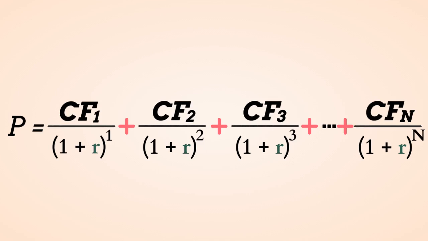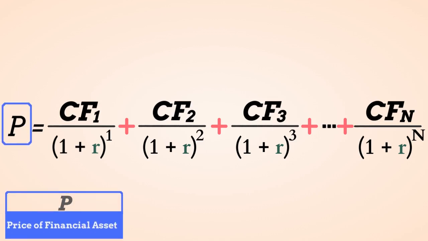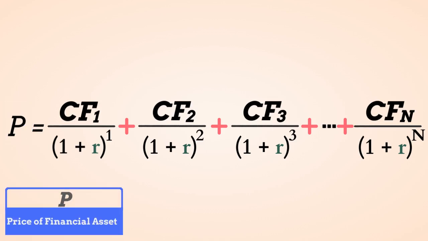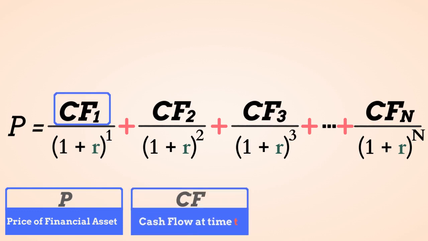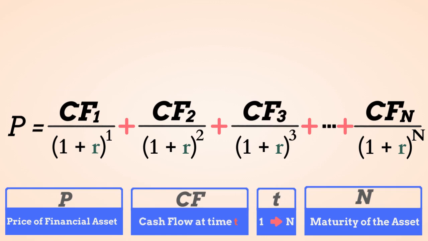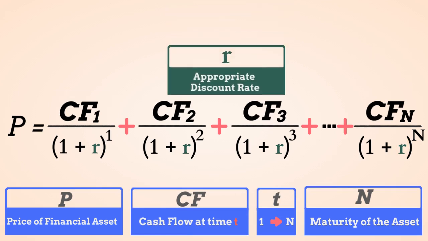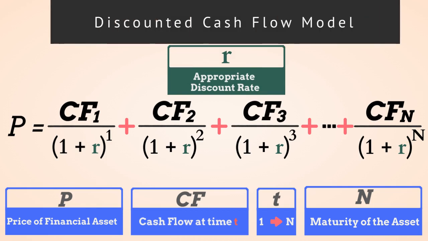In this formula, P is the price of the financial asset. CF is the cash flow at time t, where t ranges from 1 to n. N is the maturity of the asset, and R is the appropriate discount rate. This is essentially the formula we use while building a discounted cash flow model. We can use this to price a financial asset. Today, we'll look at the bond market and its different fixed income instruments.